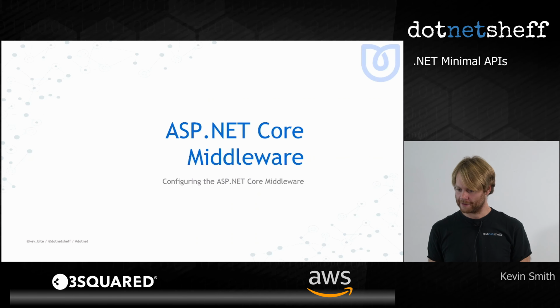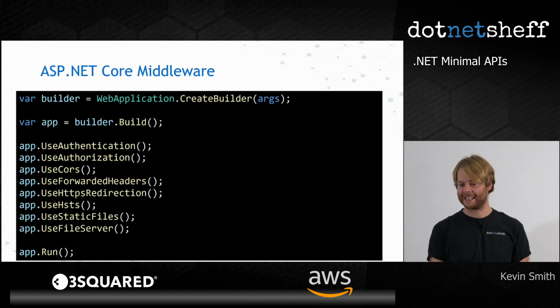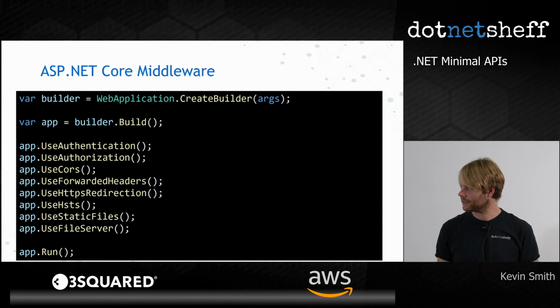So we're just going to go into the middleware bit. This is very similar to the normal middleware for ASP.NET Core. It literally just hangs off the same interface. So all your normal middleware, you can just hook onto the app. You've got authorization, authentication, CORS, forwarded headers, HSTS, static files, all that kind of stuff. They all work exactly the same. It's the same interface they hang off.